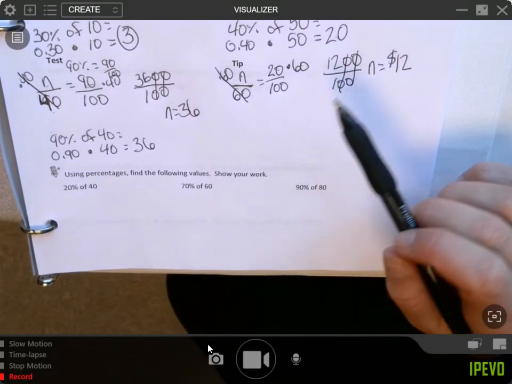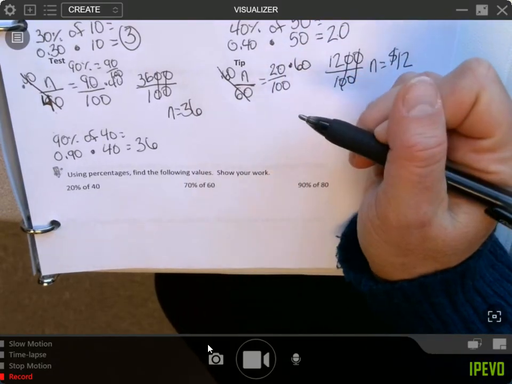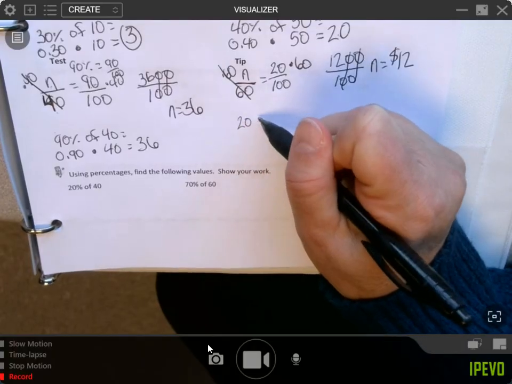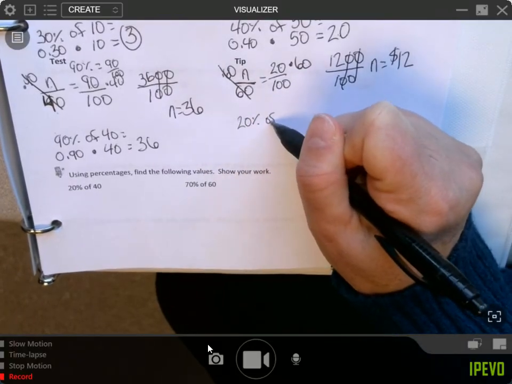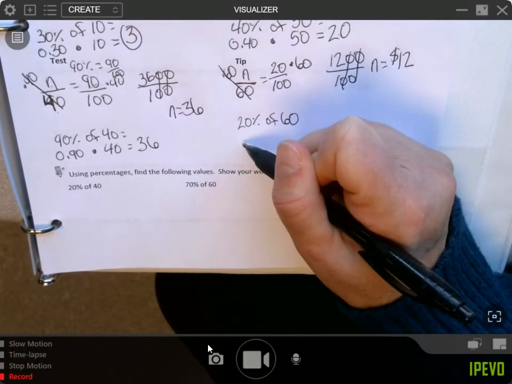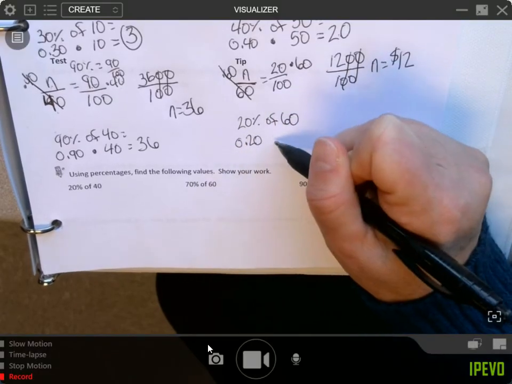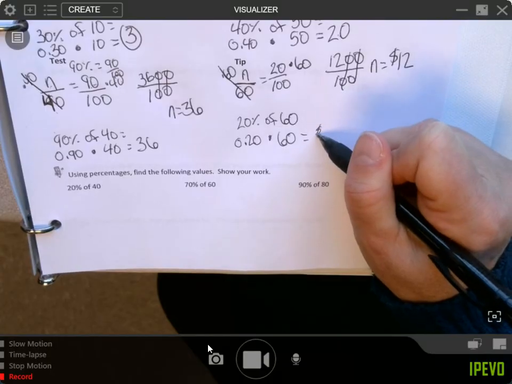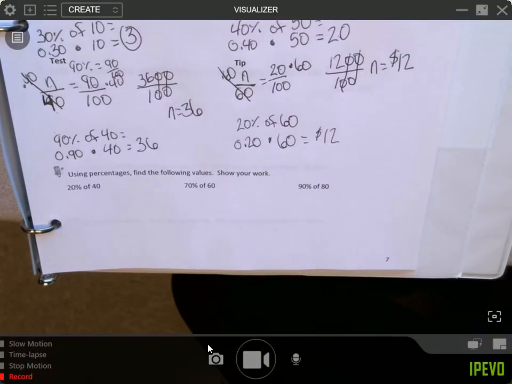We can check our work to make sure we did it right by doing this step. So we had 20% of 60. So that's 0.20 times 60, and we will get that same answer of $12.